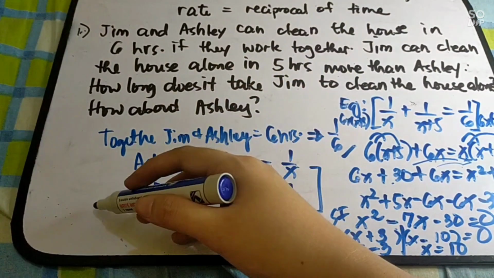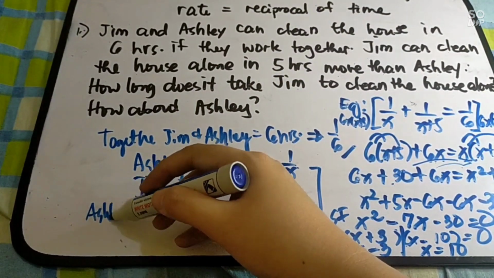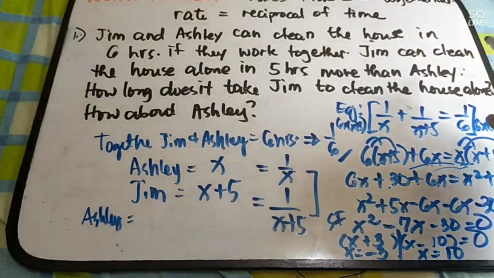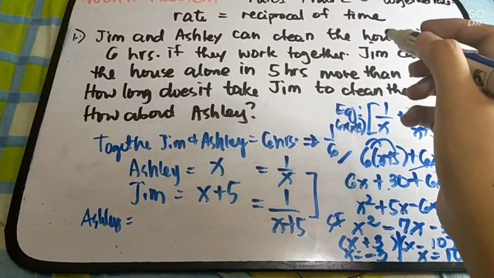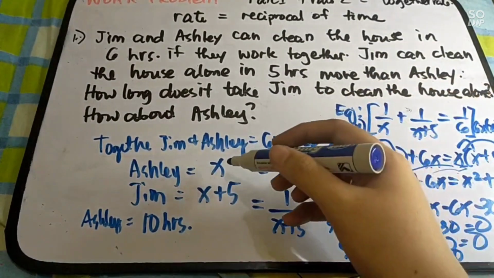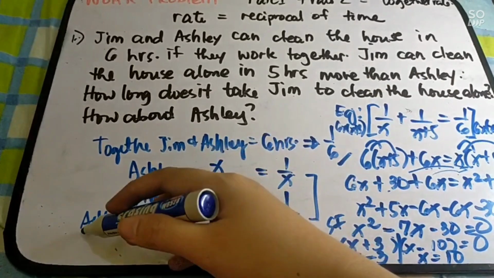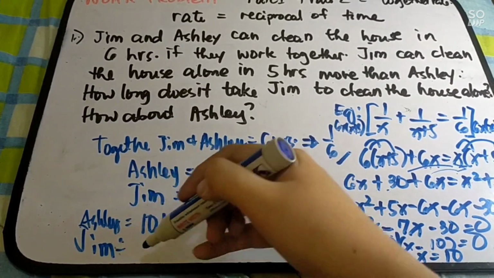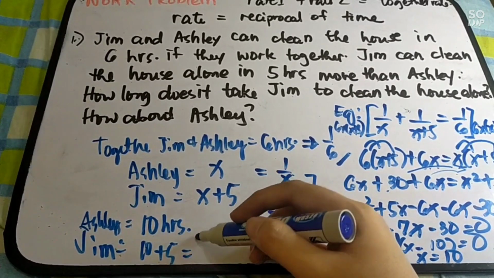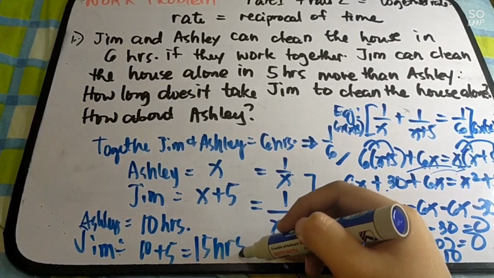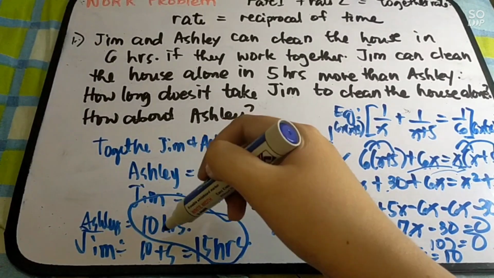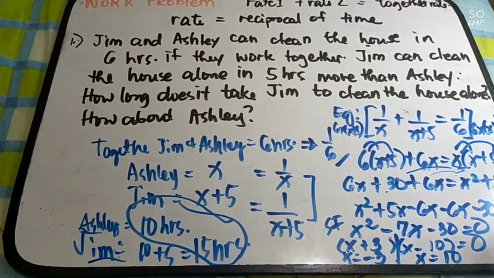Si Ashley ay kaya niyang trabahuhin yung paglilinis ng bahay within 10 hours. That is it. That is x. While si Jim naman, kaya niyang trabahuhin, that is 10 plus 5, which is 15 hours. So, that is it. So, 10 hours si Ashley, then 15 hours naman si Jim.